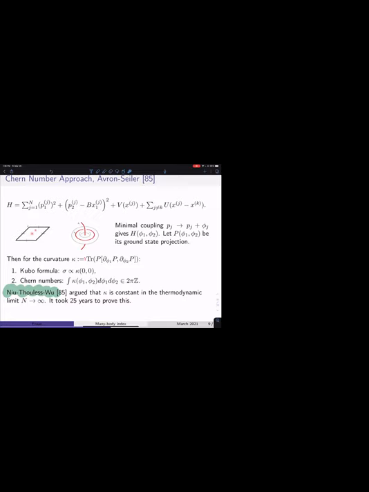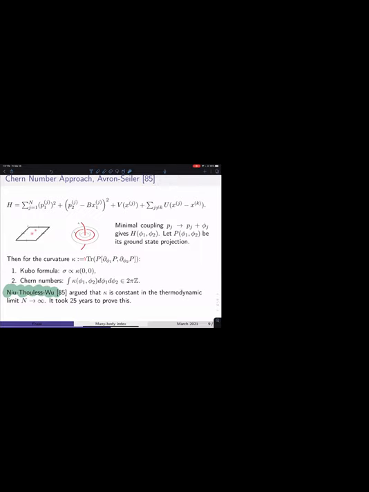I should say maybe a few disclaimers. First of all, it can't be literally true that it's constant. If you consider any interactions and maybe a bit more general Hamiltonian, any potential, any interactions, it would probably not be even differentiable.